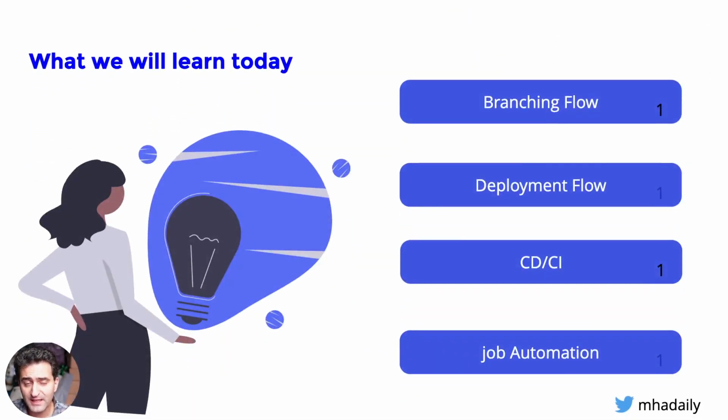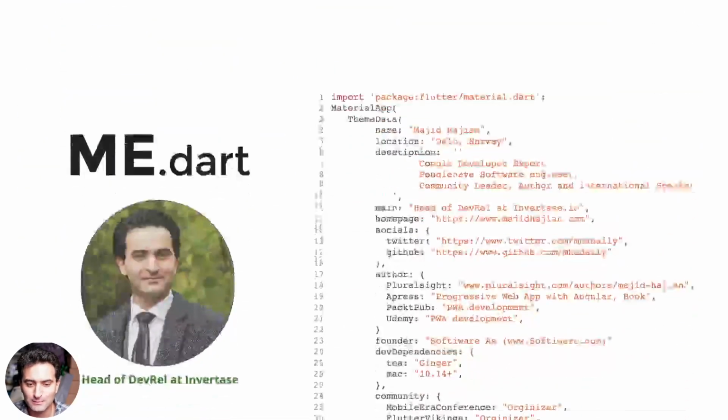In this presentation today, I will walk you through the branching flow, which I think will work pretty well with mobile development, especially Flutter. Then the deployment flow, and we talk about CD/CI, how to make it platform agnostic, and also about job automations that help you to quickly get into the market as fast as possible.